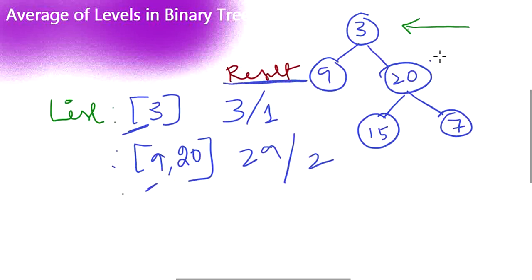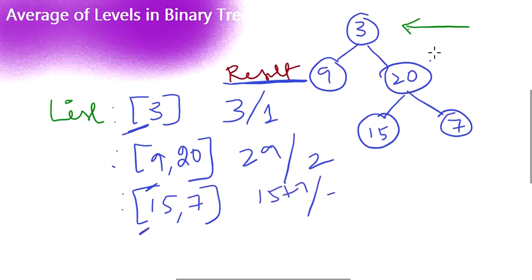Finally we are going to clear it and add the elements for the third level. So now elements 15 and 7 will be added to the list, and again it will be calculated as 15 plus 7 by size of the list. So it will be added to the result list. Finally, once we are done traversing all the levels, we are going to return the result list as our output.